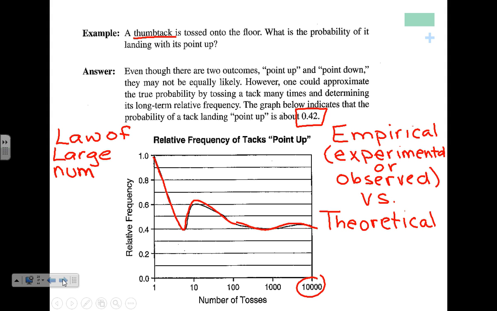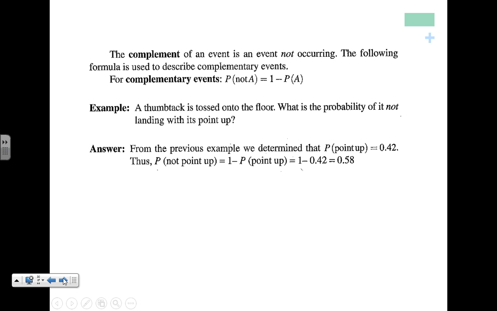Law of large numbers, make sure you write it down, says that as we observe more and more repetitions of a chance phenomenon, the proportion of times a specific outcome occurs approaches a single value, and that value is the theoretical probability. So as you can see, as the number of times increases, we are approaching our true theoretical probability.